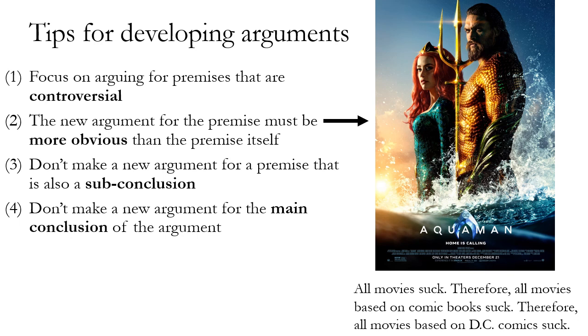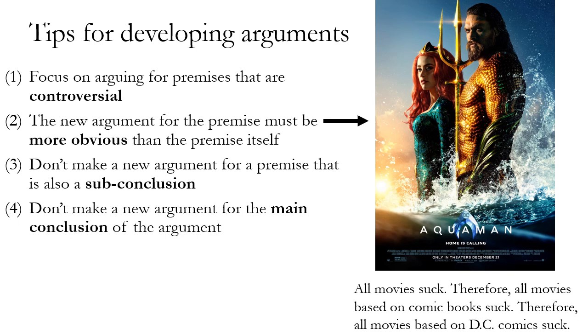Third tip, don't make a new argument for a premise that is also a sub-conclusion. So if you have a premise that is a sub-conclusion that is already being justified in the argument, in standard form, this premise would be indicated with the word therefore before it. You can't give a further argument in support of it. Instead, you have to look at the premises that are already being given to support that premise, and then try to justify those premises.